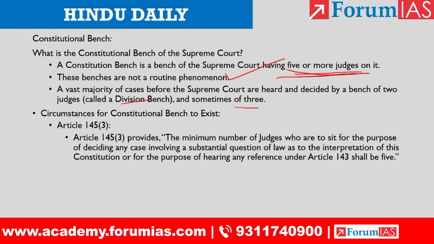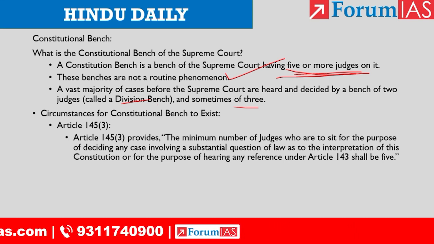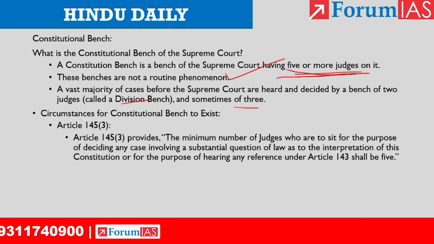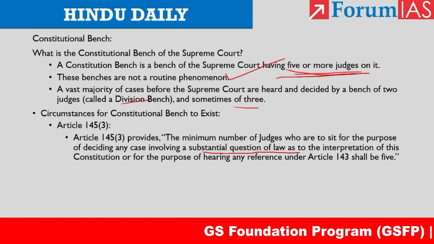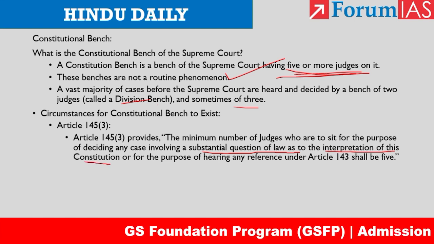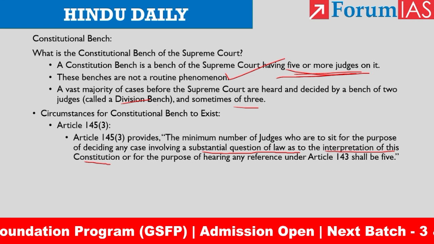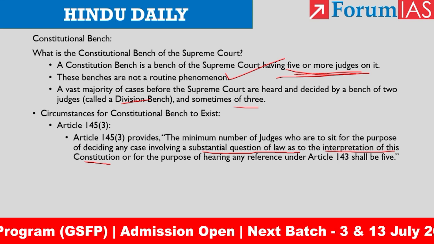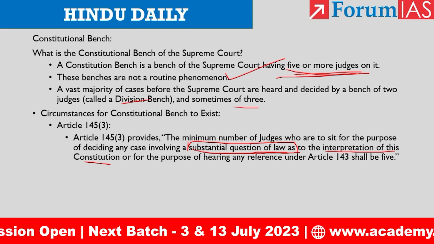So how can a constitutional bench come into existence? It comes from Article 145 clause 3. That says the minimum number of judges to sit for the purpose of deciding any case involving a substantial question of law. So for that, a constitutional bench can be set up. They are telling us about the interpretation of the constitution. So first, a constitutional bench can be set up if the case involves a substantial question of law. This is a very important keyword for your GS2 mains.